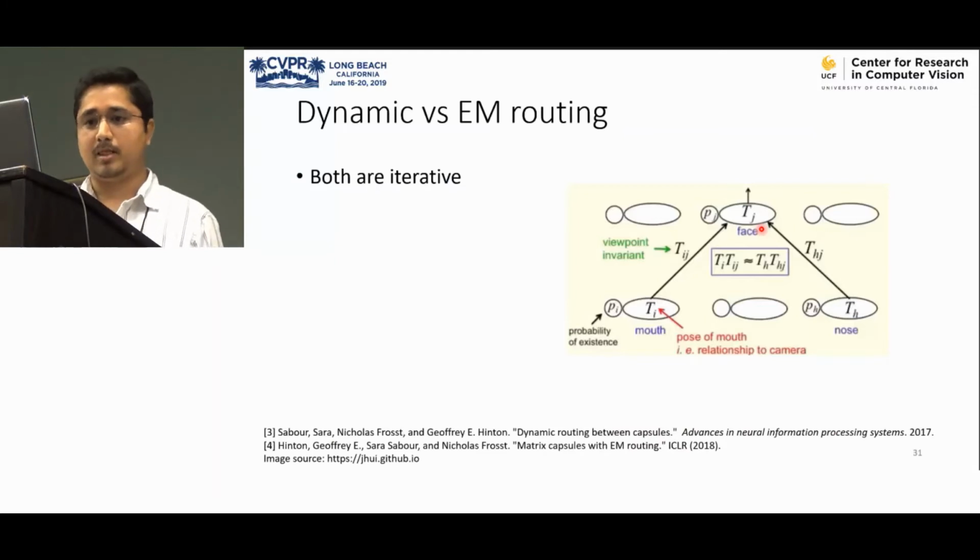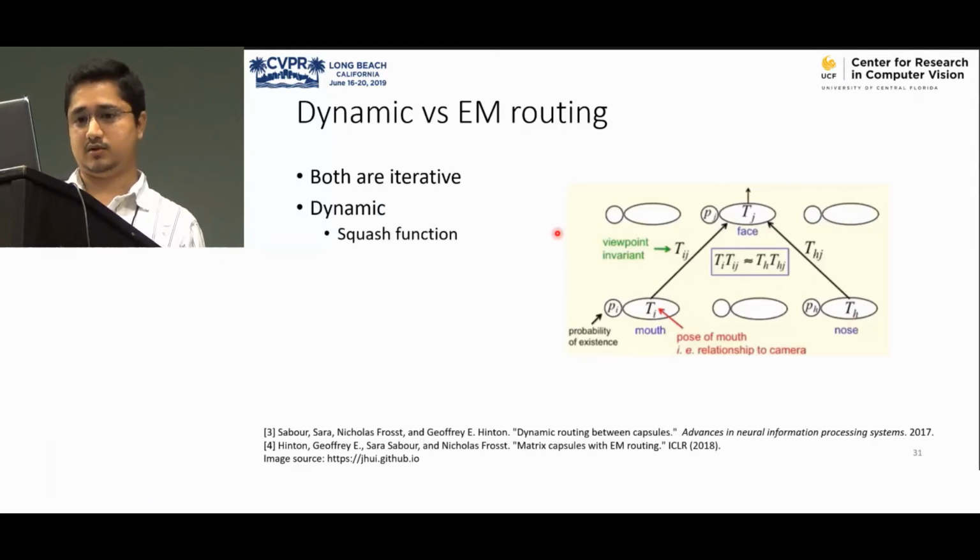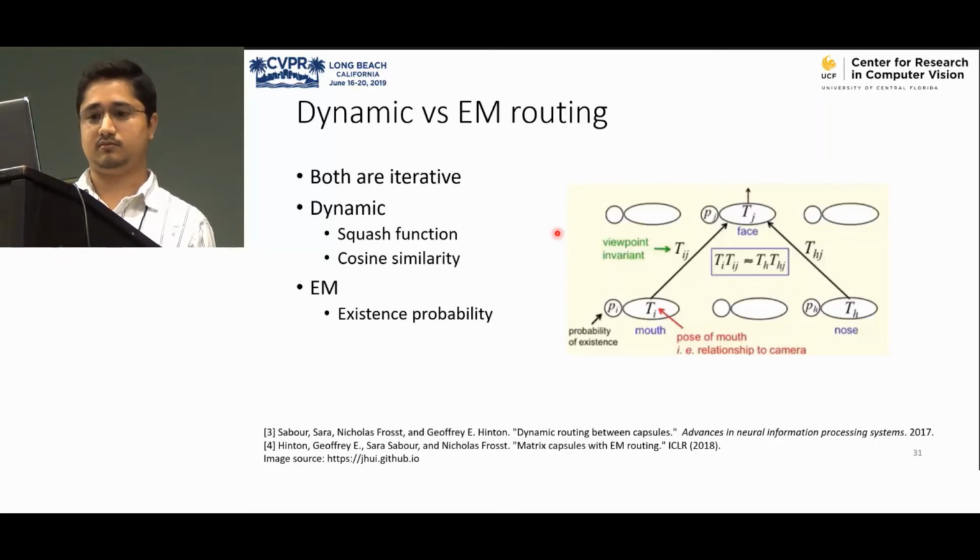So let me quickly talk about the differences between the two kinds of basic routing techniques we have. The basic idea is similar. We have some low level capsules. We want to learn these transformations which will move from this low level capsule to a higher level capsule. And along with these transformations, we also want to learn which of these capsules will activate the higher level capsule. So both of these algorithms are iterative. In dynamic routing, we have a squash function which tells whether this particular capsule is active or not. In EM, we have a different existential probability which tells whether this capsule is active or not.